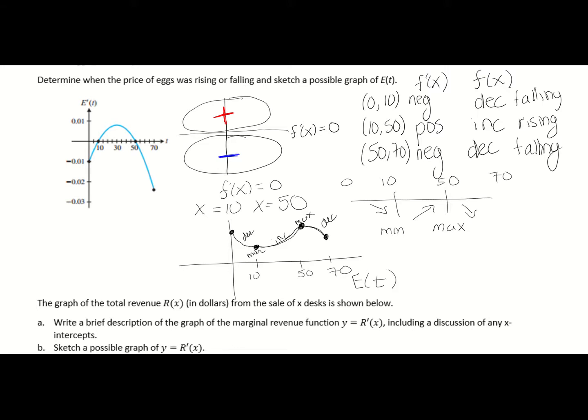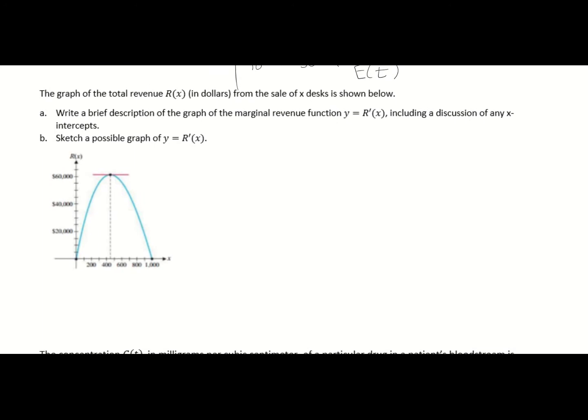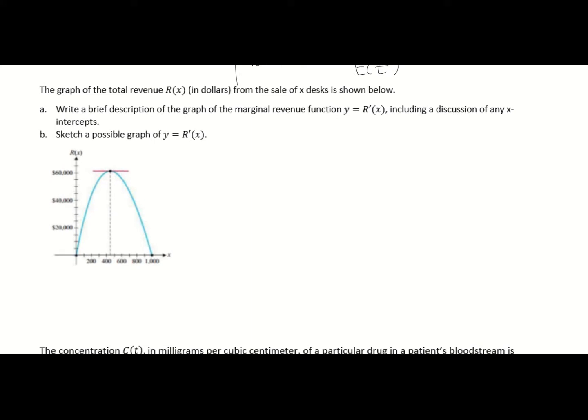Okay, let's look at another one. The graph of the total revenue R of x in dollars from the sale of x desks is shown below. Write a brief description of the graph of the marginal revenue function y equals R prime, including discussion of any x-intercepts. Now this is the opposite. Now it gives us R and it wants the derivative. The other one gave you the derivative.